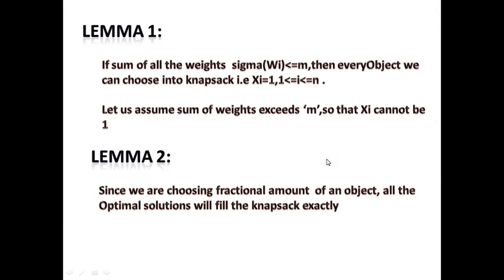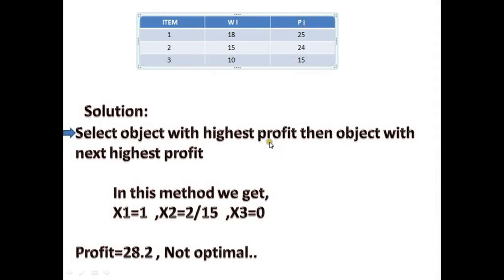Before examining the greedy strategy, let us make some obvious observations, or lemmas. Lemma 1: if the sum of weights of all the objects is less than or equal to the capacity of the knapsack, then every object can be chosen into the knapsack. Let us assume that the sum of weights exceeds m, the capacity of the knapsack, so that xi cannot be 1. Lemma 2: since we are choosing fractional amounts of an object, all the optimal solutions will fill the knapsack exactly.